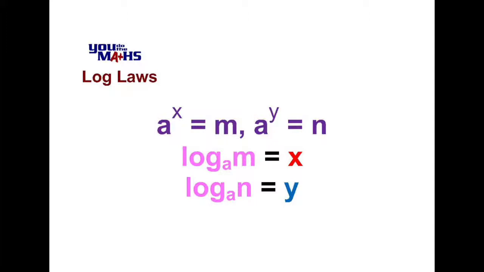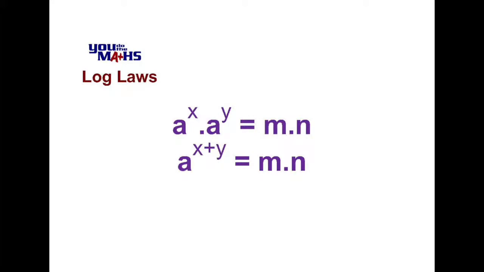Let's go back to our original index law which says a to the x multiplied by a to the y is equal to a to the x plus y. In this case we've labelled it as m multiplied by n. Now we'll put this last equation into log form. So we have a log base a of mn is equal to x plus y, and x plus y is our combined index in this expression.